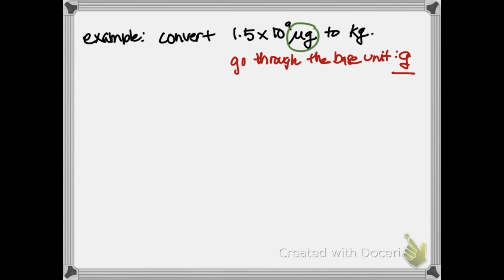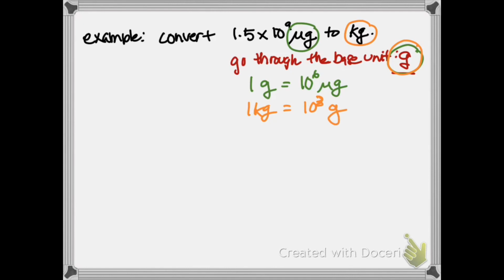All right, so we got to think. Bigger one gets the 1. Which is bigger, grams or micrograms? Grams is bigger. So 1 gram is 10 to the 6th micrograms, or a million micrograms. Then we have to go from grams to kilograms. Which one's bigger? Kilograms is bigger. So 1 kilogram is 1,000 grams, right? The bigger one gets the 1.